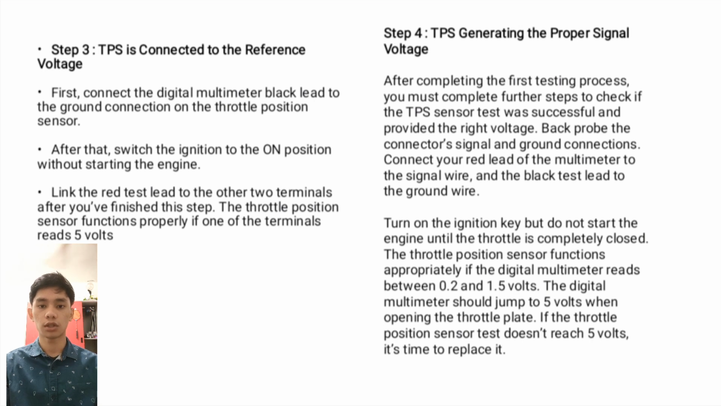Turn on the ignition key but do not start the engine until the throttle is completely closed. The throttle position sensor functions properly if the digital multimeter reads between 0.2 and 1.5 volt. The digital multimeter should jump to 5 volt when opening the throttle plate. If the throttle position sensor test does not reach 5 volts, it's time to replace it.